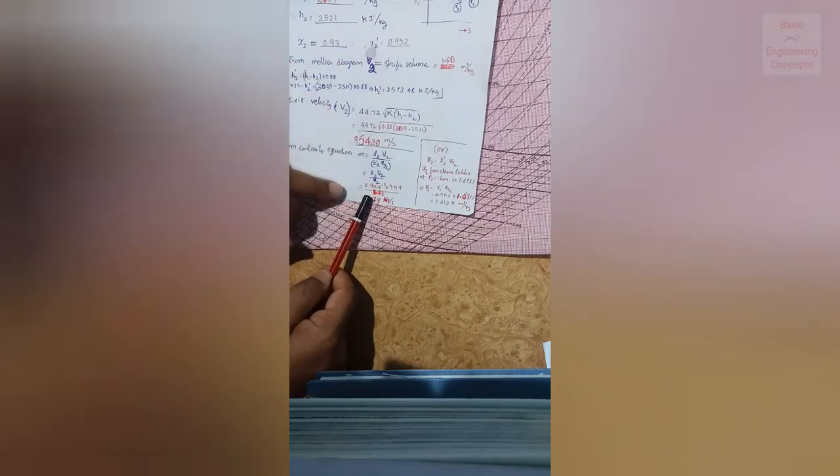So now substitute this value. 0.18 into 10 power minus 3. How are you getting this value? This is the area, 0.18 into 10 power minus 3 meter square. 0.18 into 10 power minus 3 into 954 divided by 1.6 specific volume. So 1.60. Substitute, you will get 0.1073.